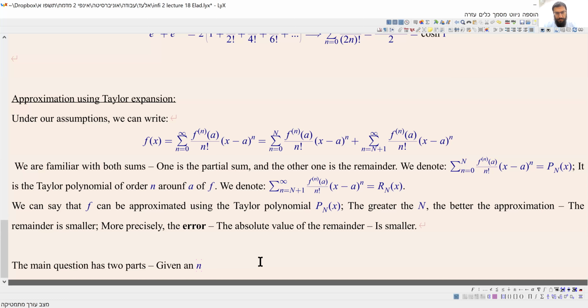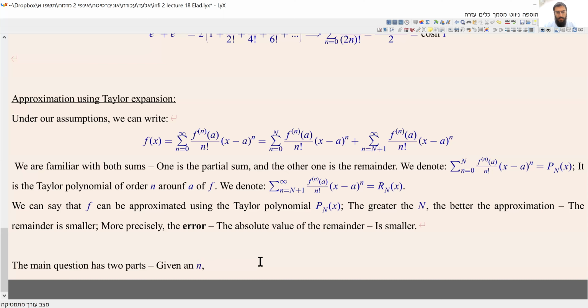Given an n, the number, the word in Hebrew is leha'arich. No, with Aleph, with Ain. To evaluate, yeah. It is the right word, but what do you want to say?